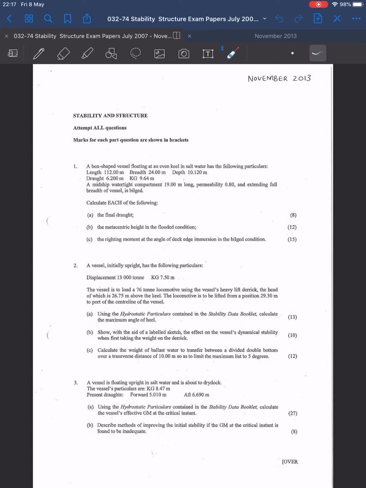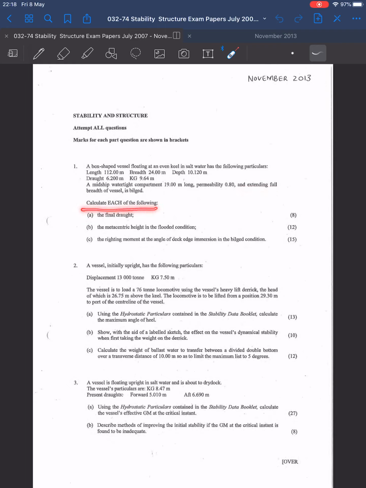Let's look at Chief Mate's MCA Stability Examination, November 2013, question number 1. It says, a box-shaped vessel floating at an even keel in salt water has the following particulars. Length 112 meters, breadth 24 meters, depth 10.120 meters, draft 6.2 meters, KG 9.64 meters. A midship watertight compartment 19 meters long, permeability 0.80 and extending full breadth of vessel is bilged.